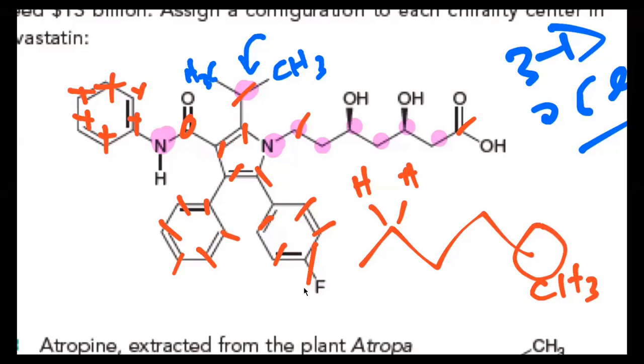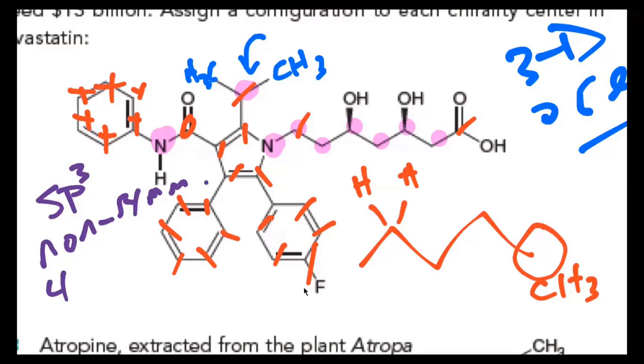Right. Let me write the criteria down here. So it's got to be sp3, right? Non-symmetrical, and 4 different substituents. Is that right? That's what we're looking for. And then the mirror image being non-superimposable is a consequence of those 3 things. So, I mean, that's just a given.